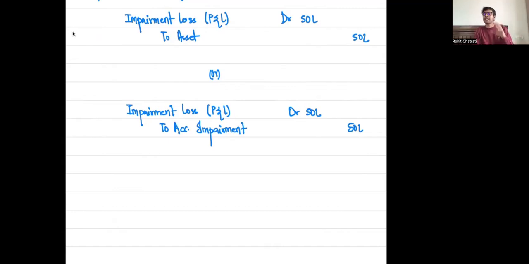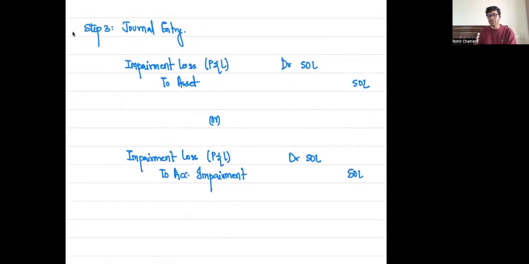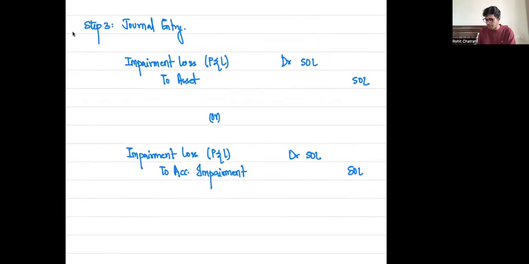All right. So on the asset side, on the balance sheet, ultimately what gets presented is historical cost less accumulated depreciation less accumulated impairment. So what will finally get reflected on the balance sheet will be historical cost less accumulated depreciation less accumulated impairment. All right. So that is with regards to step number 3, which is the journal entry.